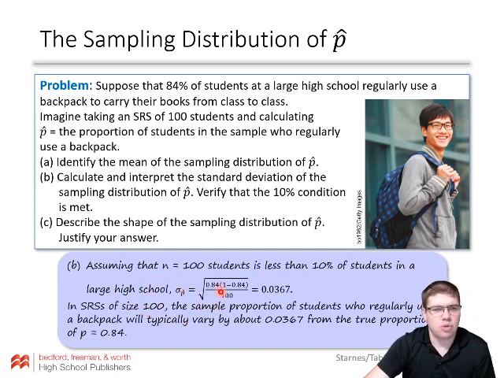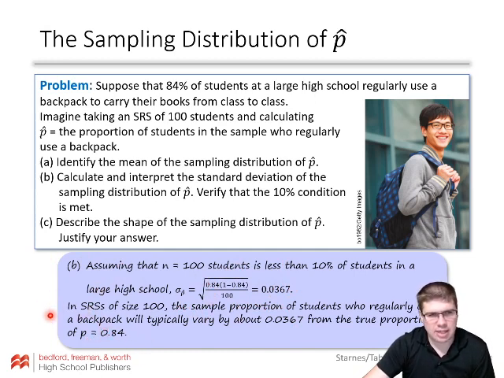The standard deviation would be the square root of 0.84 times 1 minus 0.84, all over 100. We always plug p into our formulas as a decimal. And so we get a standard deviation of 0.0367.